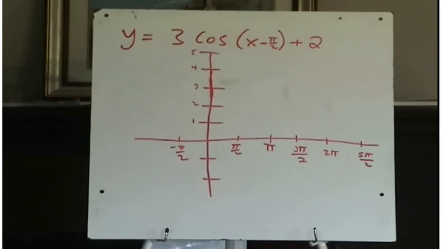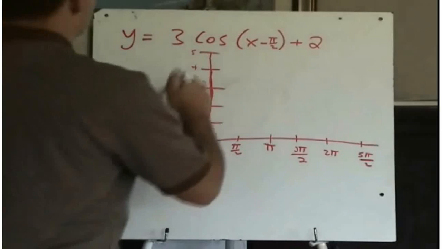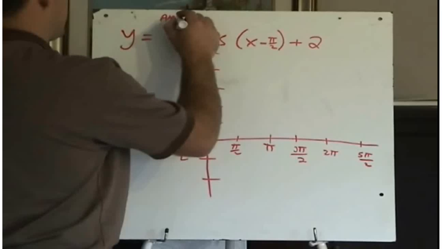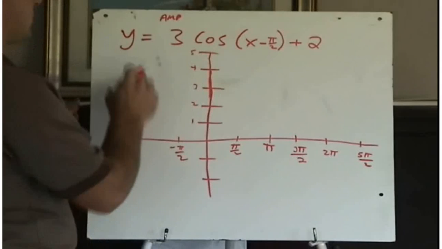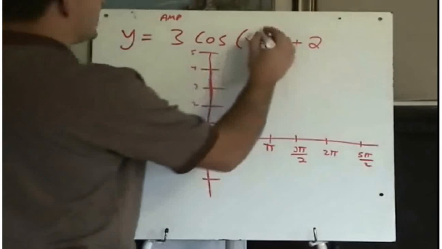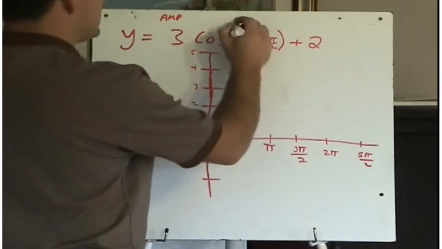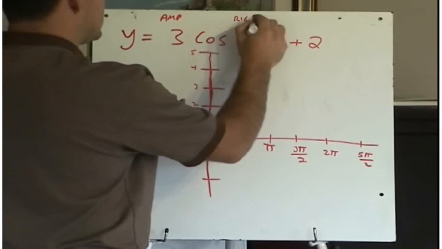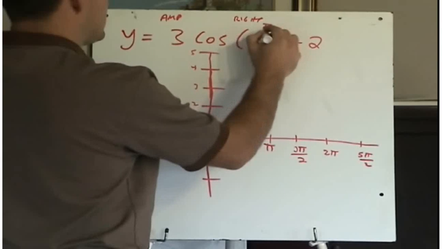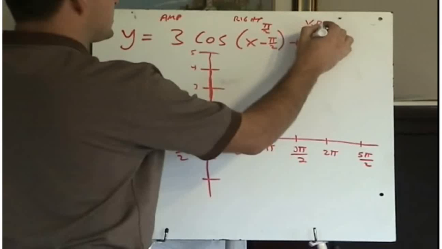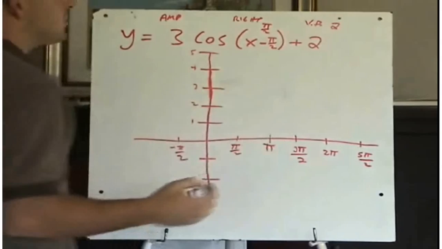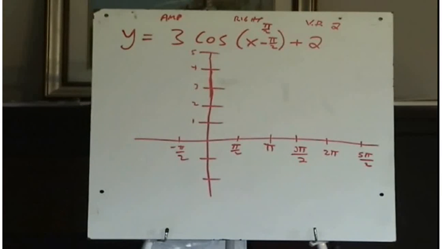Let's look at another example. Say we were asked to graph this function here. Well, I know the amplitude is going to be 3. In other words, the distance from the center to the top of this graph is going to be 3. I've got x minus pi over 2. That means it's going to go right pi over 2 and then up 2. The vertical displacement is +2.